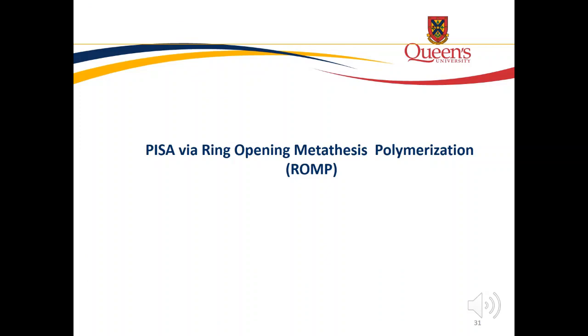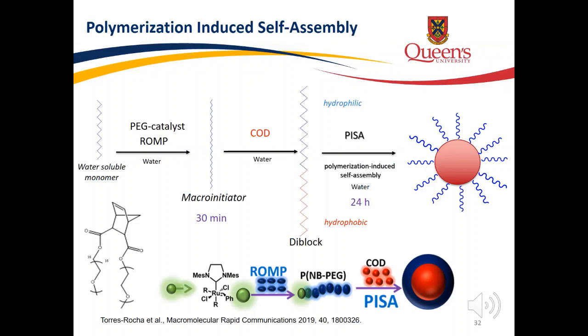We've also done ring opening metathesis polymerization. In this case, what we did was we started out with a water-soluble monomer that we synthesized. So this was a PEG-modified norbornene monomer that we synthesized in the lab. And then we used a PEG catalyst, and I'll show the details of the synthesis of that later. So this gave us initially a water-soluble macro initiator.